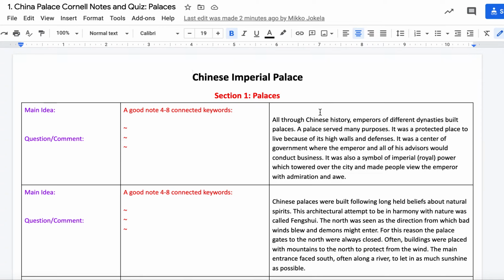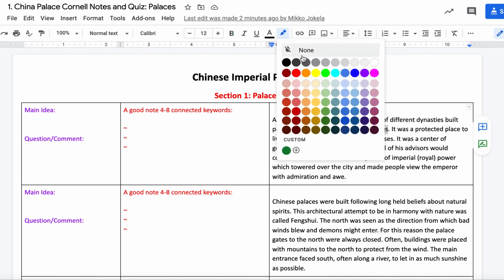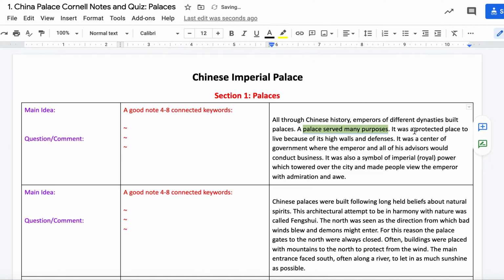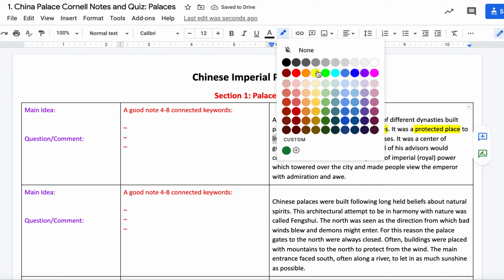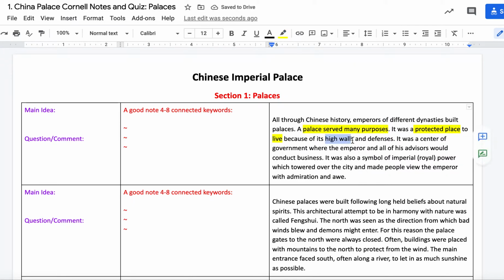Now you want to choose key words and phrases, okay? So this is a key phrase right here: a palace served many purposes. We're going to highlight that. It was a protected place, so we're going to highlight those key words there. And it was also a place to live, so we want to put that. And the reason it was protected is because of the high walls and defenses, okay? So you could choose to highlight those or not, it's up to you. But the most important thing is that you're choosing phrases and words that really make sense, okay?